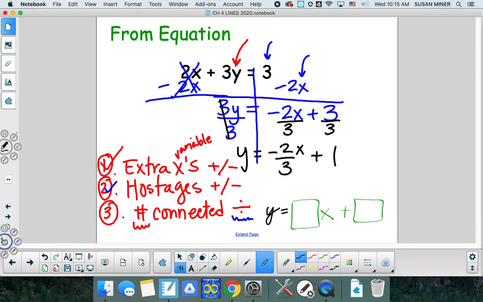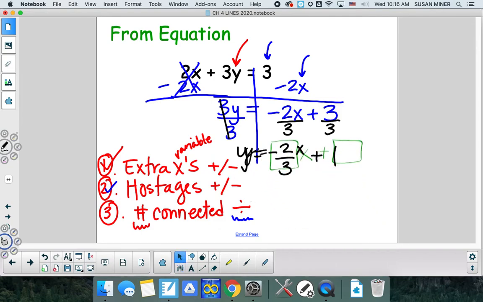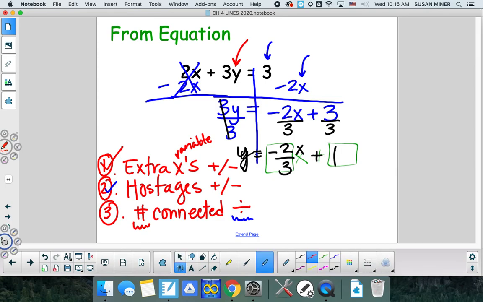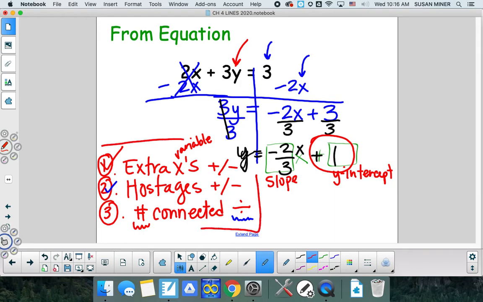Well, now this is in slope-intercept form, right? So I'll put those boxes up there where they belong: y equals blank x plus blank. This would be my slope. This would be my y-intercept. And so now I can find the number that represents my y-intercept. If you don't have this written down in your notes, or if you don't remember it from Unit 2, that'll be a good thing to make sure that you write in your notes.